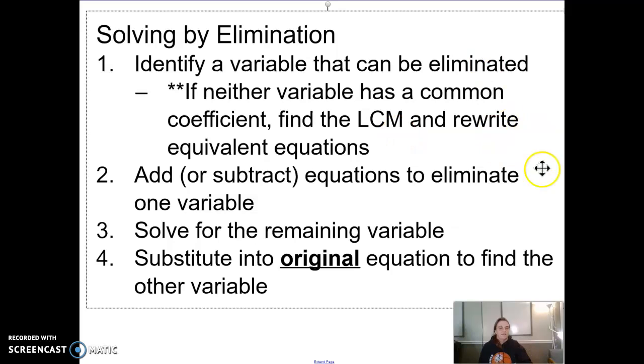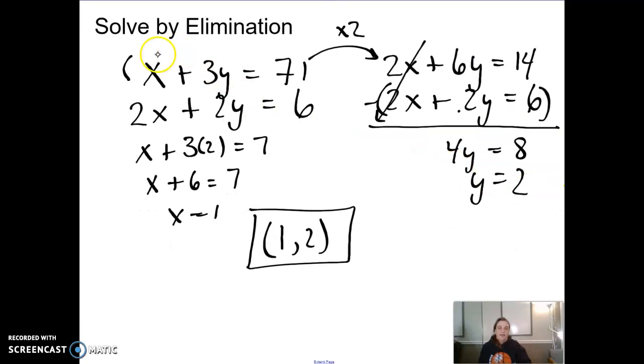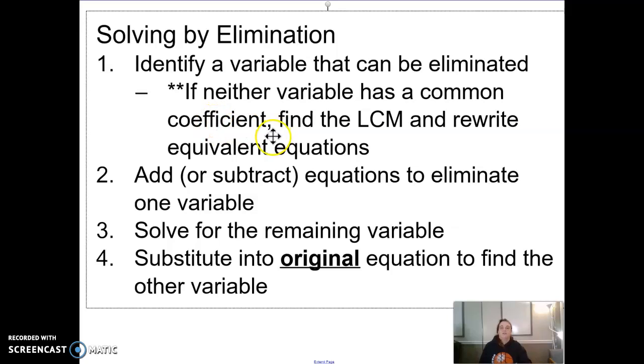So in that last example, I had a 1 and a 2. So the least common multiple is 2, so I created that 2 by multiplying. Okay? So if neither variable has a common coefficient, find the least common multiple and rewrite equivalent equations. Sometimes you have to multiply both equations. Add or subtract equations to eliminate one variable. Remember, you add if the coefficients have opposite signs, you subtract if they have the same sign.